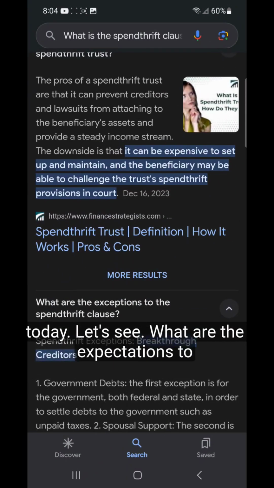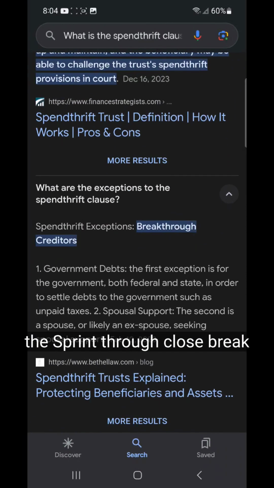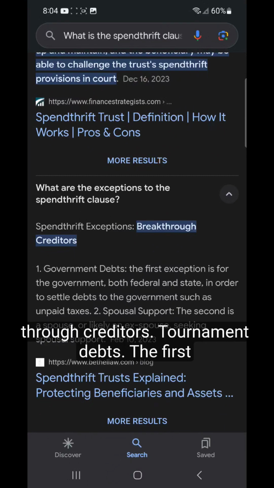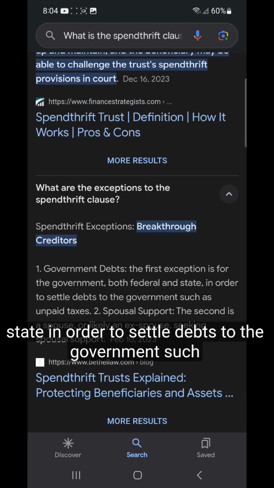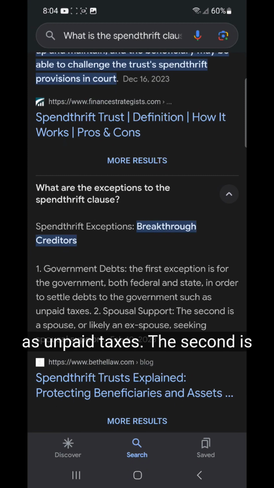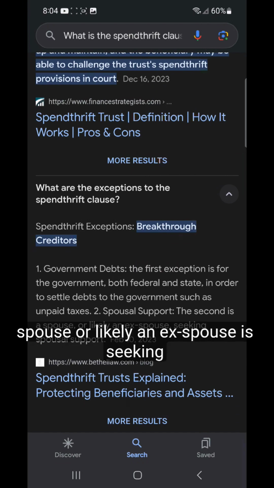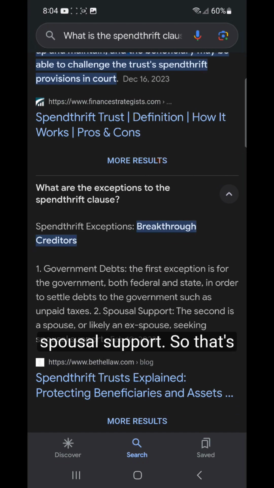Let's see. What are the exceptions to the spendthrift clause? Breakthrough creditors. Government debts. The first exception is for the government, both federal and state, in order to settle debts to the government, such as unpaid taxes. The second is spousal support. A spouse or likely an ex-spouse is seeking spousal support.